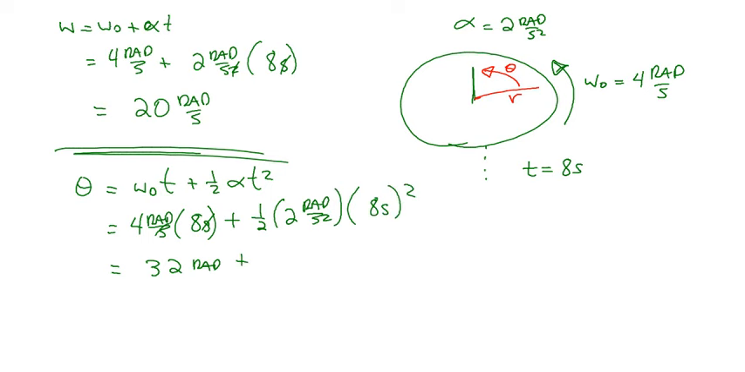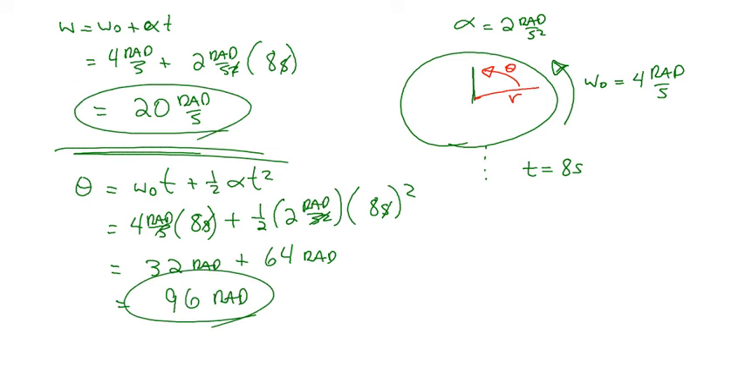And so I have to add 8 squared would be 64, and the 1/2 and the 2 cancel out. So here's 64 radians. Again, the seconds get squared, so that'll cancel second squared. I'm in radians, and this would be 96 radians that I would rotate through. So see how they work exactly like the old formulas and do the same kind of problems. Things are rotating. They're moving in circles instead of straight lines. Other than that, it's exactly the same.